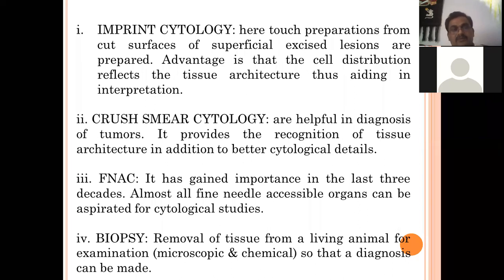Some other person will teach you histopathology, and at that time you will be well acquainted with the biopsy. At this time I will slightly elaborate the FNAC technique. So what is FNAC? It is fine needle aspiration cytology.